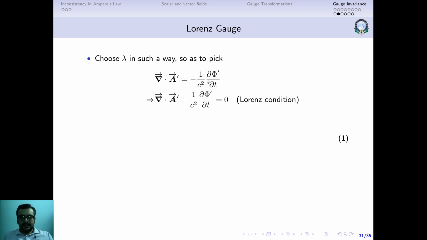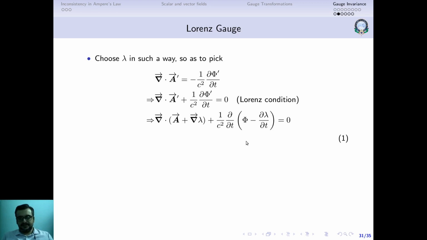So this we bring on this side. If the divergence of A plus 1 by c square dou phi prime by dou t is equal to 0, then this is known as the Lorentz condition. So when the Lorentz condition is satisfied, that particular set of potentials are said to undergo the Lorentz gauge transformation. So A prime is equal to A plus gradient lambda, and phi prime is equal to phi minus dou lambda by dou t. You just substitute.